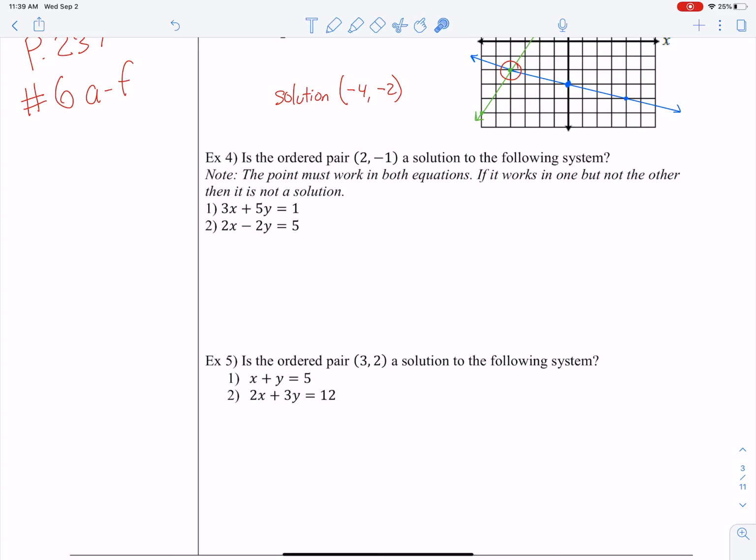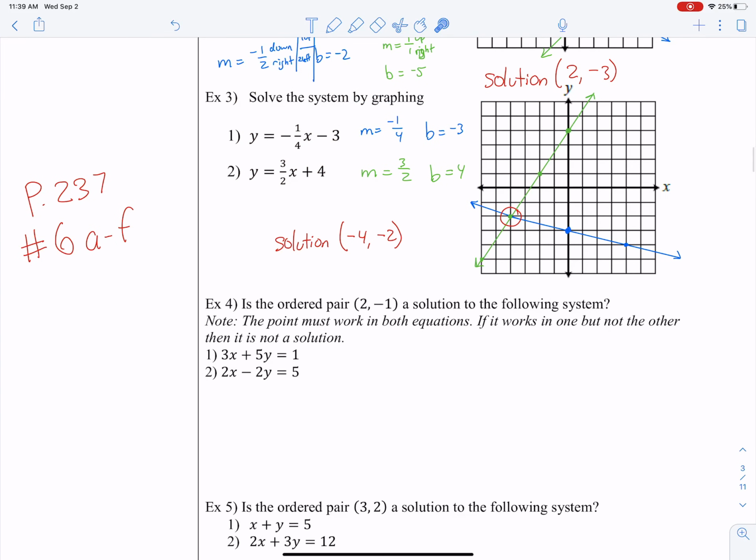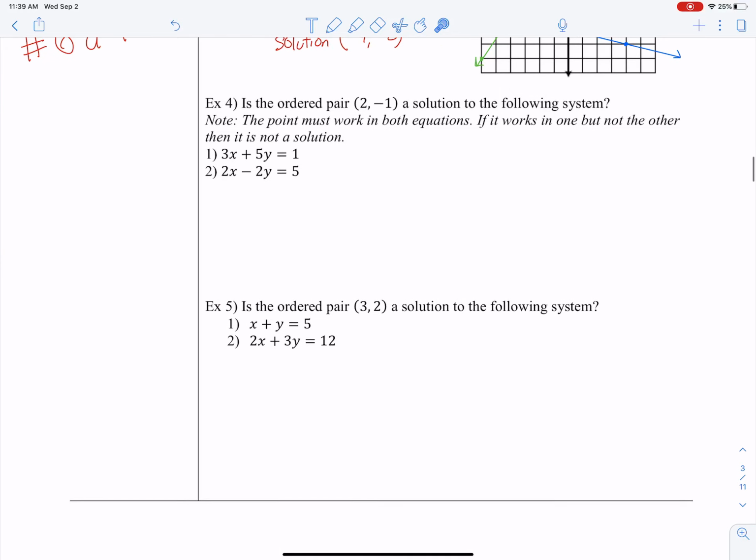So what we're doing now is pretend we don't have this graph here. We're taking this and we're just given these equations, and we're saying, is this actually a solution of these, or is it just two random numbers that someone picked? Okay, so let's try that out.